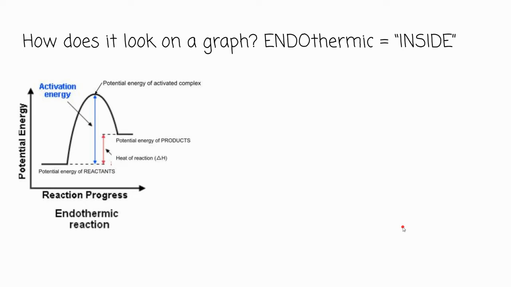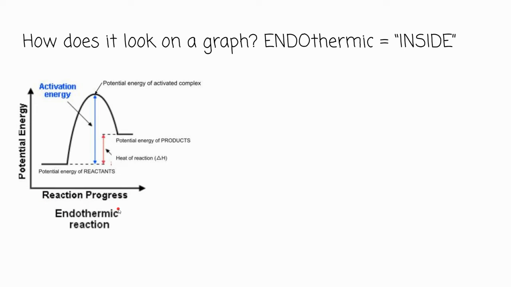So how does this look on a graph? Well, our first graph we're going to look at is endothermic. So remember that endothermic is inside. Okay, so we have inside. So right here is our graph. Our graph shows potential energy and then the reaction progress.